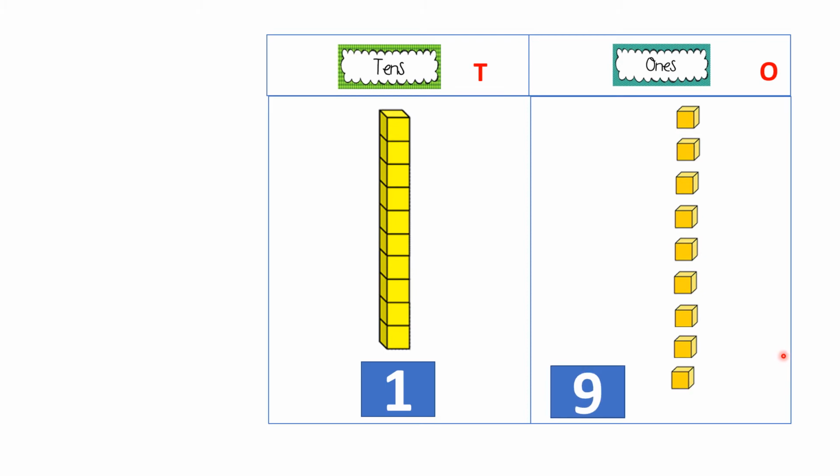Now 17, 18, 19. So now 20. How to write 20? Again the shift of these blocks will take place. We can't write 10 here, isn't it? So what will happen? We have to move it.